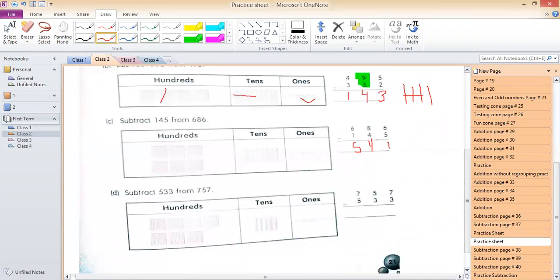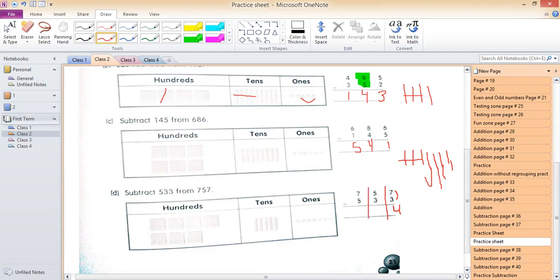Now, the last question I will complete for you. This is 757 minus 533. Subtract the ones first. 7 minus 3. So draw 7 lines. You know, for the first number you have to draw the lines: 1, 2, 3, 4, 5, 6, and 7. And then you need to cut 3 lines. Check how many lines are left. 1, 2, 3, and 4. So 7 minus 3 is equal to 4.